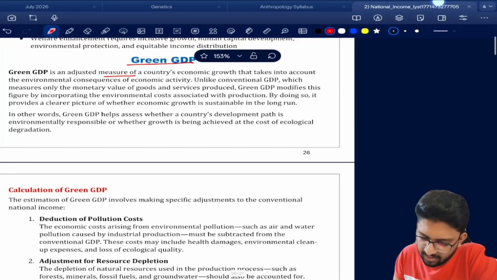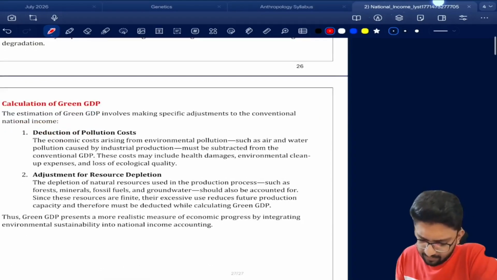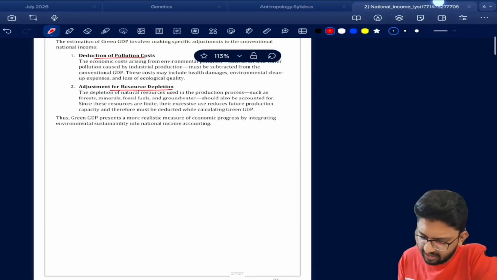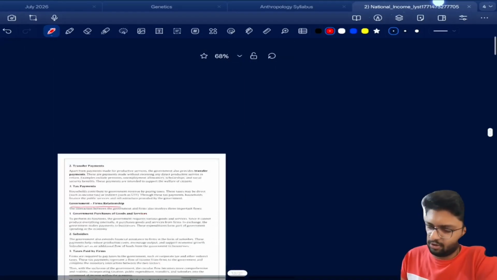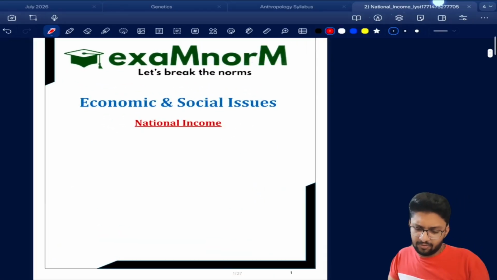It is an adjusted measure of a country's economic growth that takes into account environmental consequences of economic activity. Fine. Calculation of green GDP: deduction of pollution cost and adjustment for resource depletion. That will give you a green GDP. That was it for this topic of national income. I think we just need to brush up on some definitions and the formula for GDP calculation and the revision of its base year, etc. So yeah, that was it.